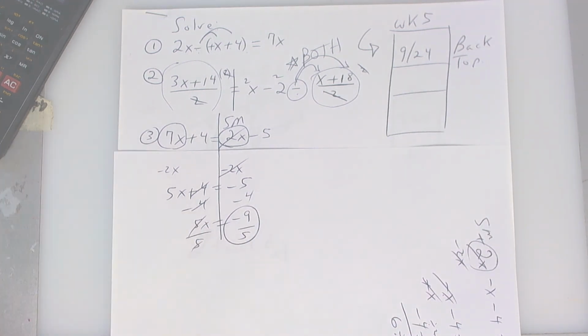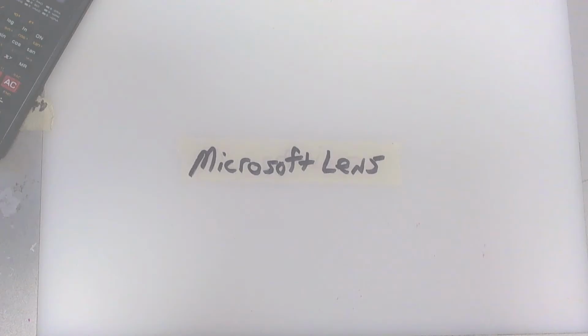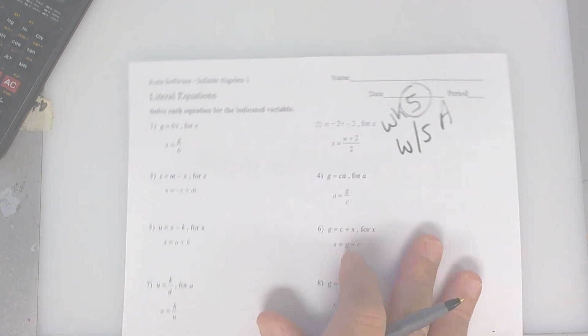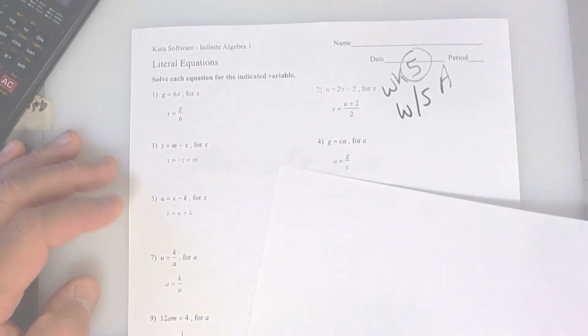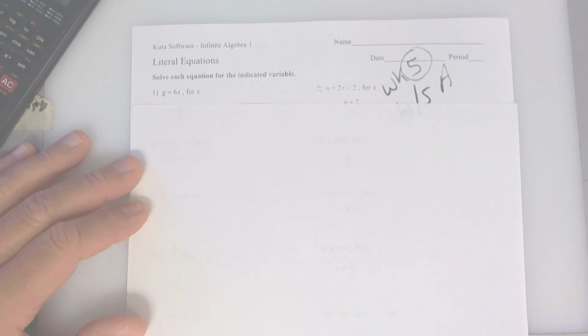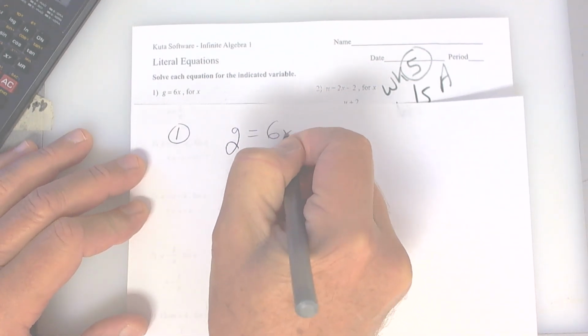All right, now, on a new sheet of paper, I'm going to teach you something called literal equations. Okay, so get out a new sheet of paper. Now you have a worksheet today, and this is probably the most important thing I can teach you. So I want you to copy down. Let's try, I guess we'll do number 1. So put g is equal to 6x.